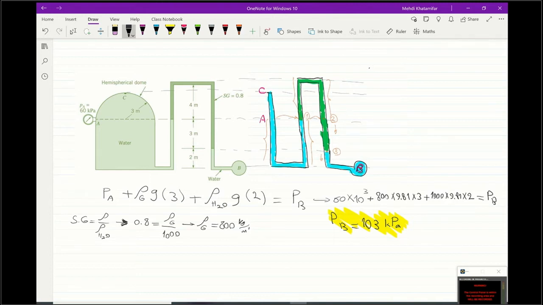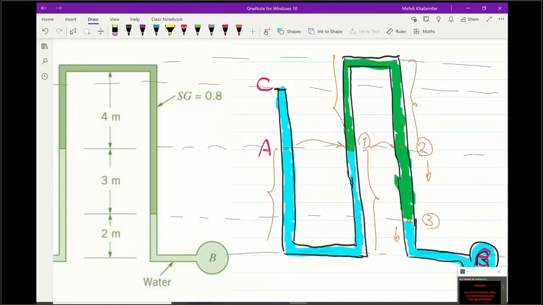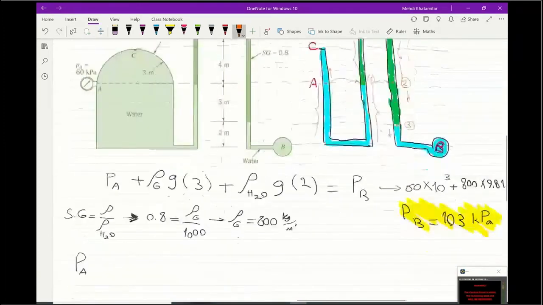Okay. Very good. We had a successful performance for this one. Okay, so for the pressure at point C, the easiest way is to start from point A and go up. So I'm going to do the same. I'm going upward from point A, so I'm going to subtract until point C. So let's do that.